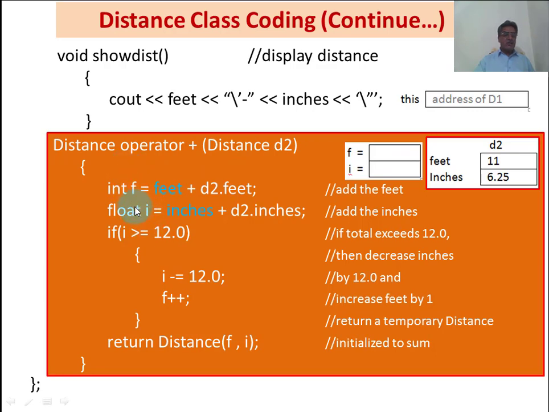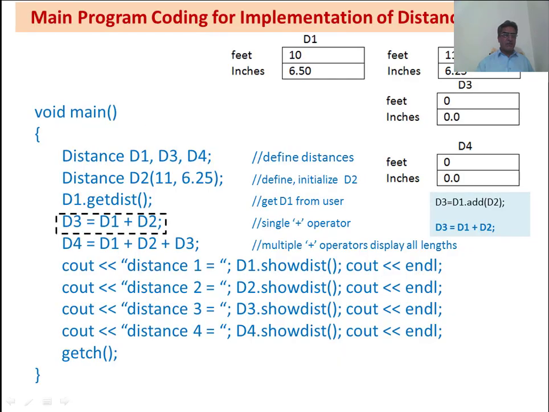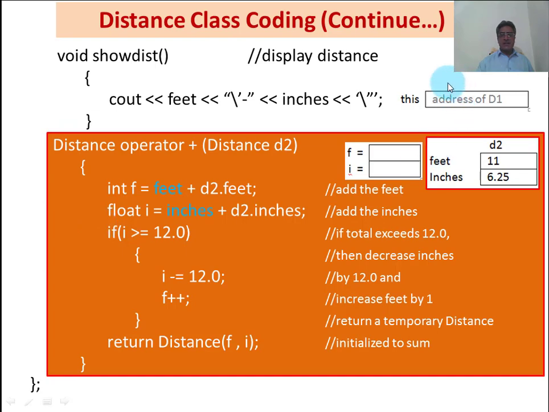And what will these two local variables do? Because D1 has called the plus operator, D1 is activating the plus operator and the value of D2 is passed to the plus operator. So this function will store the address of D1. Here you may see that this pointer, or this keyword, contains the address of D1.